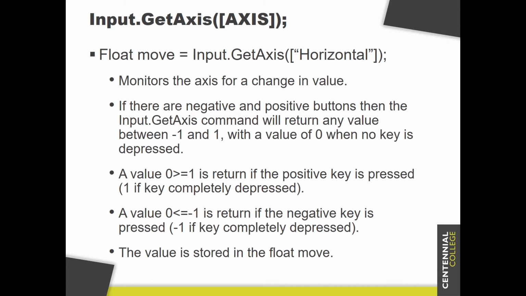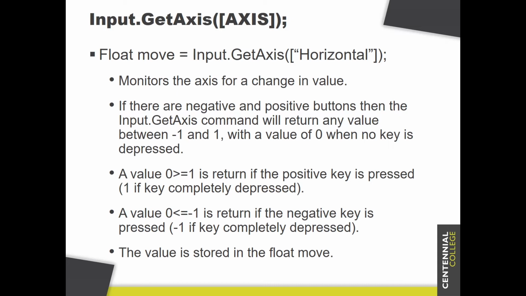The same thing is true of the negative value. So if we're pushing the negative button, it's going to give us a value less than 0 and up to and including negative 1. And again, it's going to be a range of values. So we're going to have all the floating point numbers in between. If no button is depressed, we're going to have a value of 0. Otherwise, we will have some value greater than 0 or less than 0, depending on what we've pushed. All right, it's a floating point number.